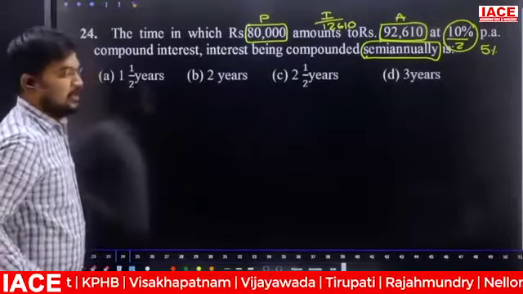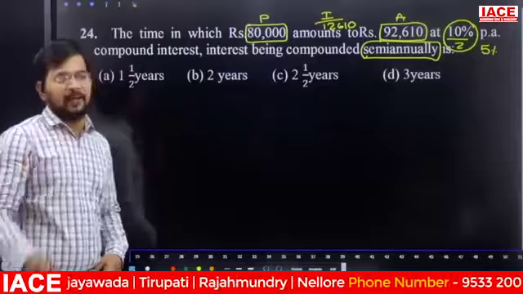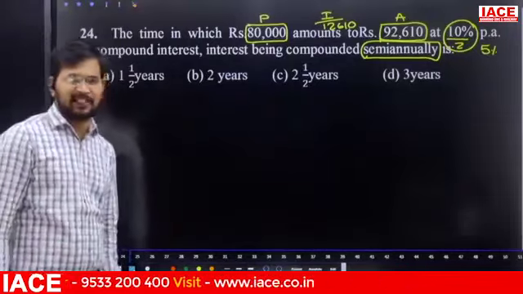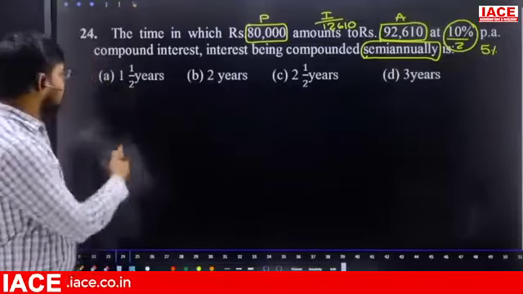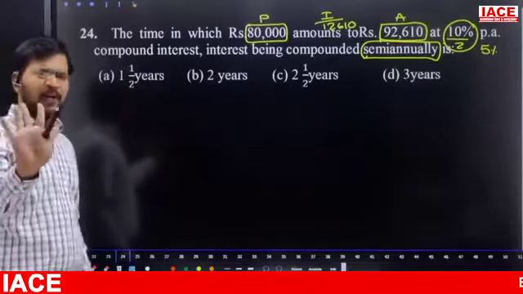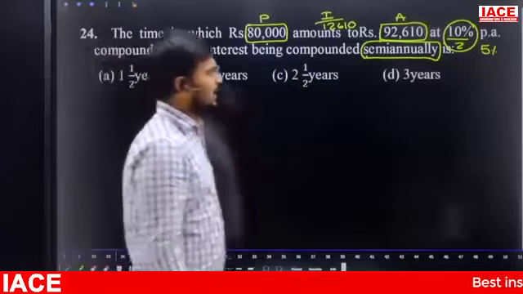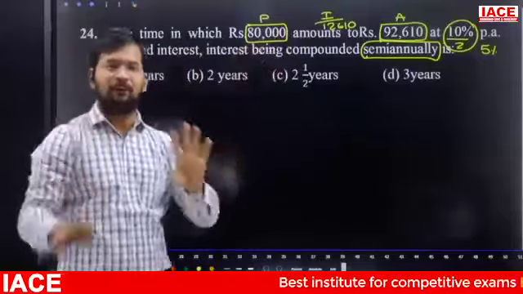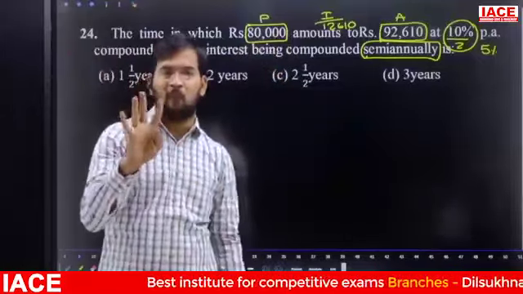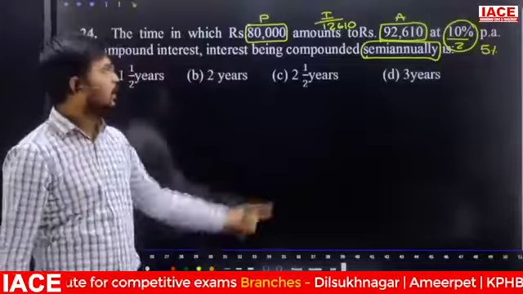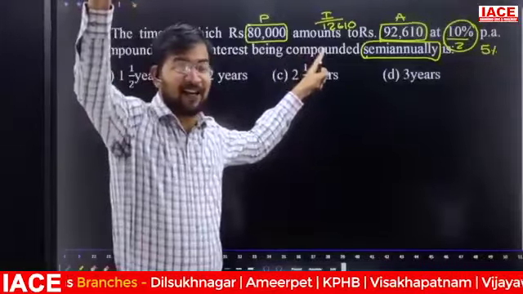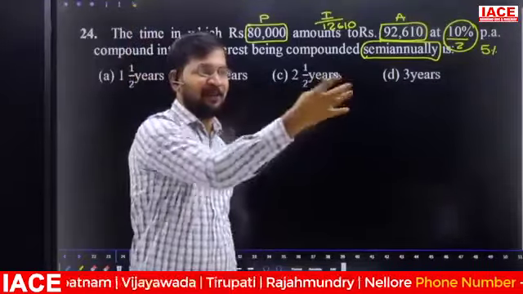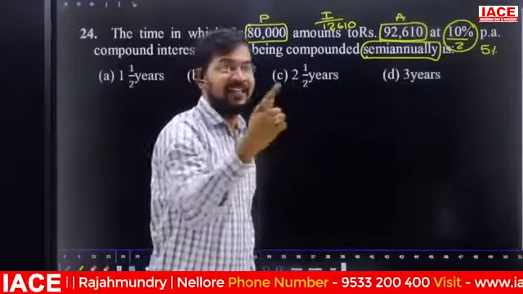Semi-annually, they're asking what is the time period, how many cycles we need to go. Every cycle is 6 months. So no need to do anything. First cycle: 5% on 80,000, since 10% is 8,000, 5% is 4,000. One half-year interest is 4,000. Now I need to total 12,610, but in the second and third half-year, interest on interest is also added.